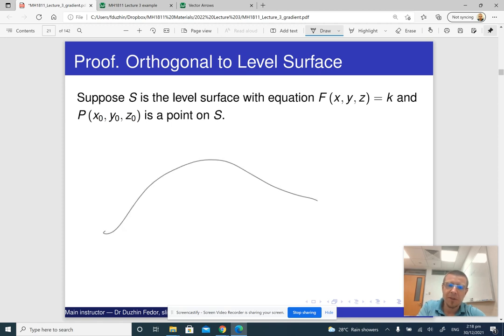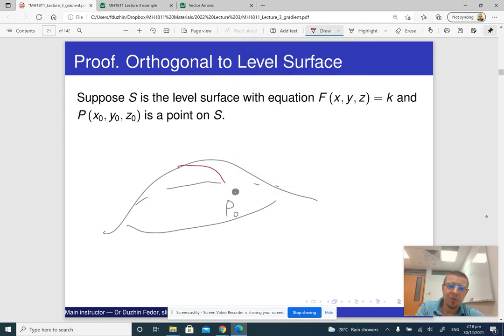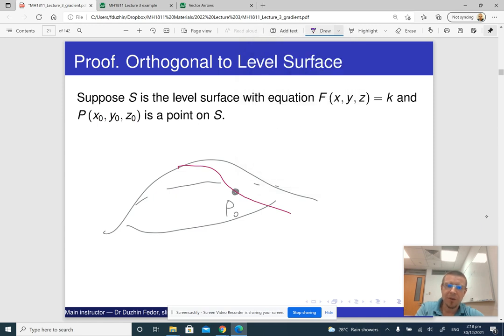If this is your level surface, and this is the point P0, suppose that you have any curve that lies on the surface and passes through the given point. Then if you plot the gradient vector at the given point, this gradient vector should be perpendicular to every curve that lies entirely in the surface and passes through the given point.